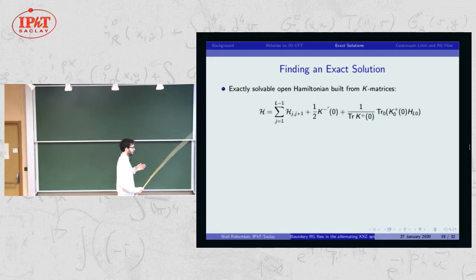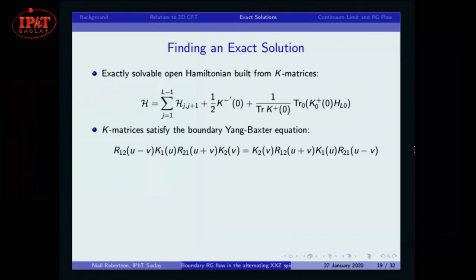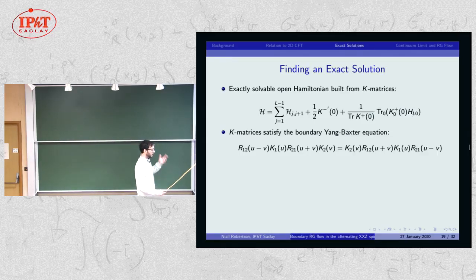Well, very generally speaking, if we want to find an open model that is exactly solvable, we need to find these K matrices. And these K matrices will satisfy the boundary analog of the Yang-Baxter equation, which is written here. We have R already. R is the block R matrix of the staggered six vertex model. So we want to find these K. Once we find K, we put them back into this Hamiltonian, and we have an open, exactly solvable Hamiltonian.